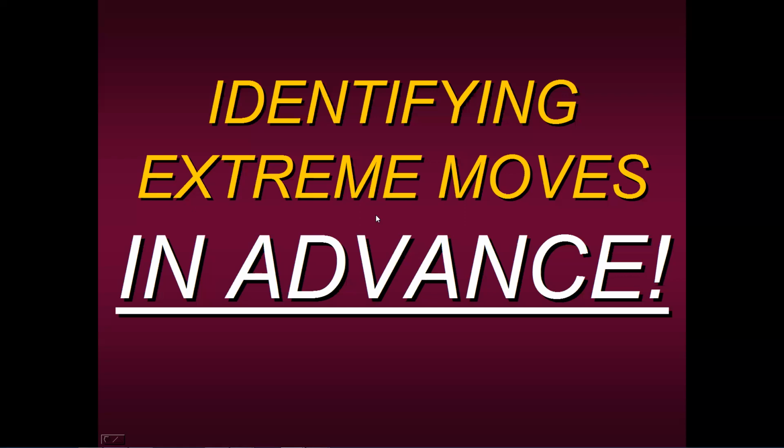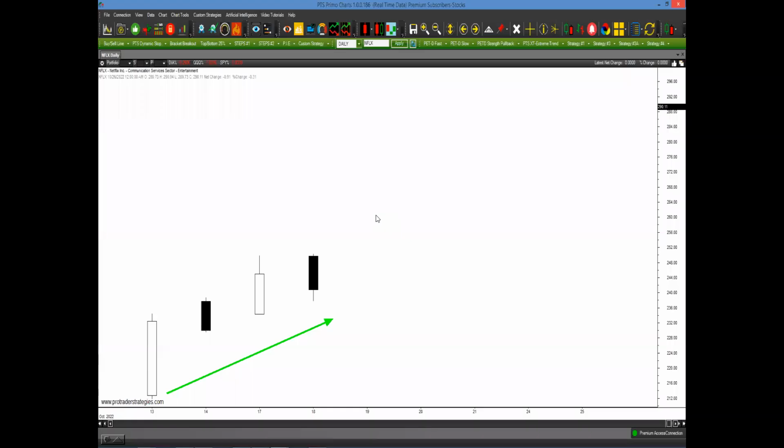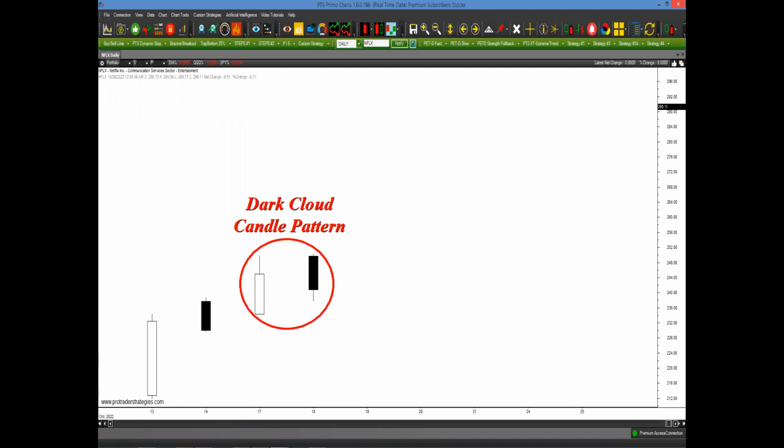For example, if we look at this chart here, in Netflix, right? Coming into last week, the stock had been going up rather strongly, but a lot of traders who like to follow, let's say, candlesticks, would have seen that right here, it was a negative pattern. It's called a dark cloud candle pattern. This usually is followed by continued downward action.